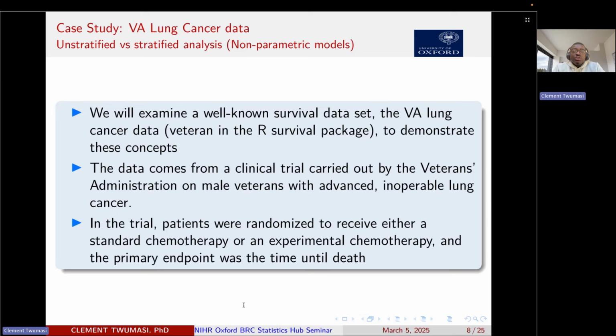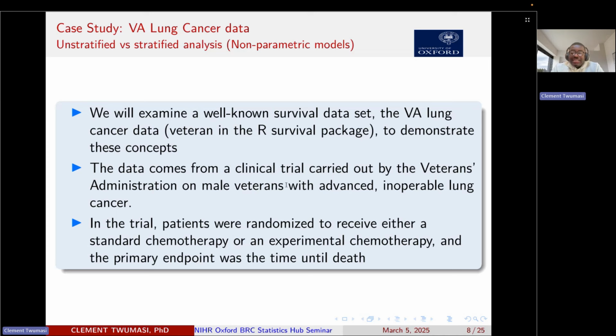Okay, so we don't have much time, but this is going to be more like a case study where we investigate how to consider unstratified and stratified analysis, and how to know whether some unstratified analysis needs to be stratified. Here we're making use of a certain inbuilt R dataset called veteran data, in the survival package in R.